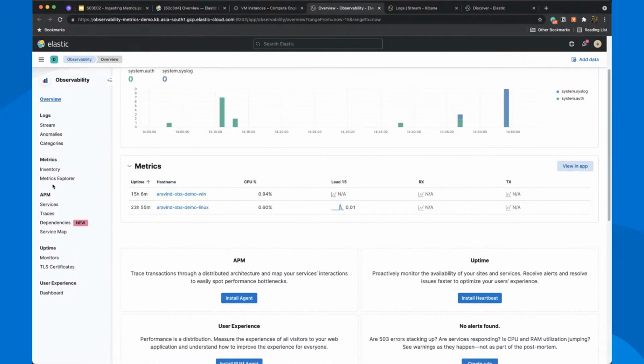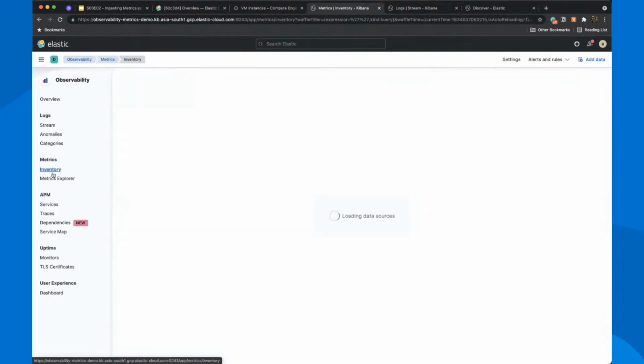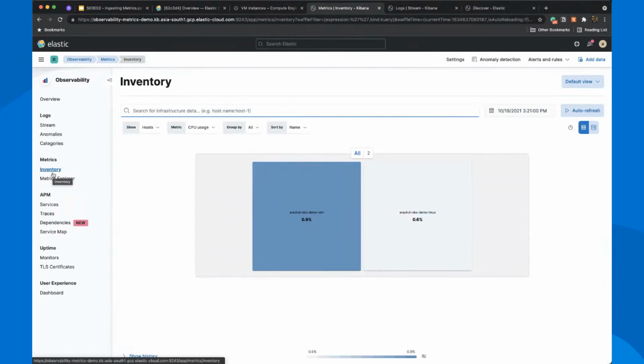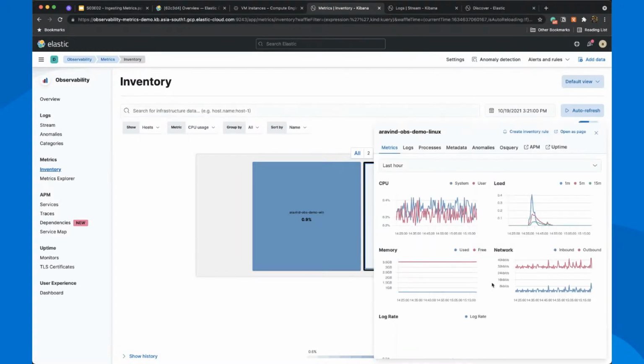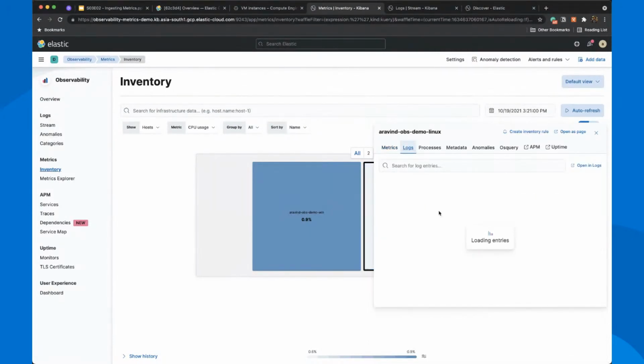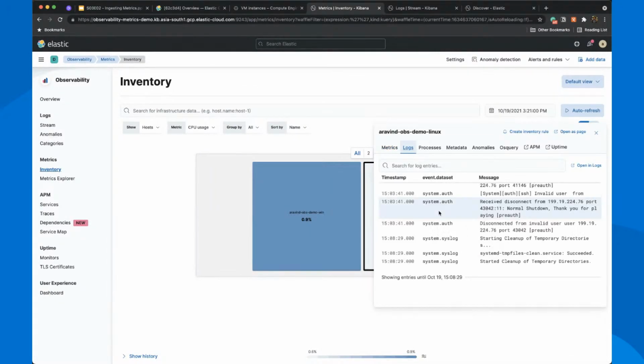So there is a specific metrics app. I'm not talking about the dashboard specifically. I'm just looking at the metrics inventory app that is there in observability. There are two machines that I have, and I'm collecting stats from them. You could also see the CPU stats and the log rate, as I am also collecting logs. And you could see that the logs are present right adjacent to the metrics that I am collecting. So that way you could correlate if you want.